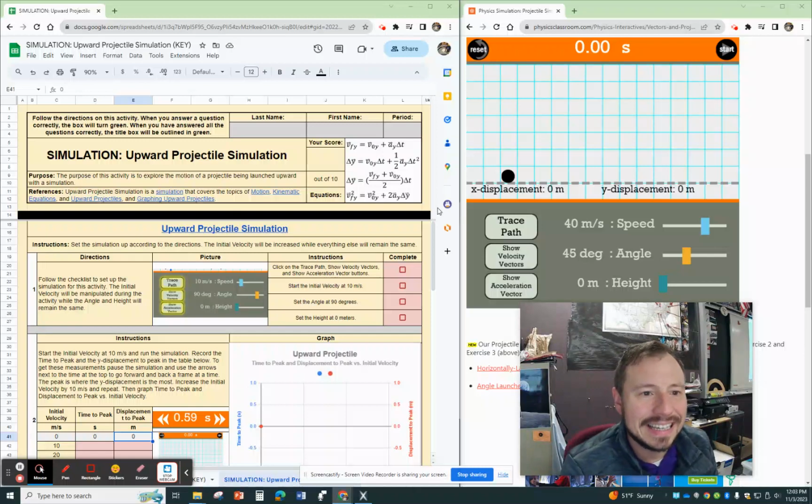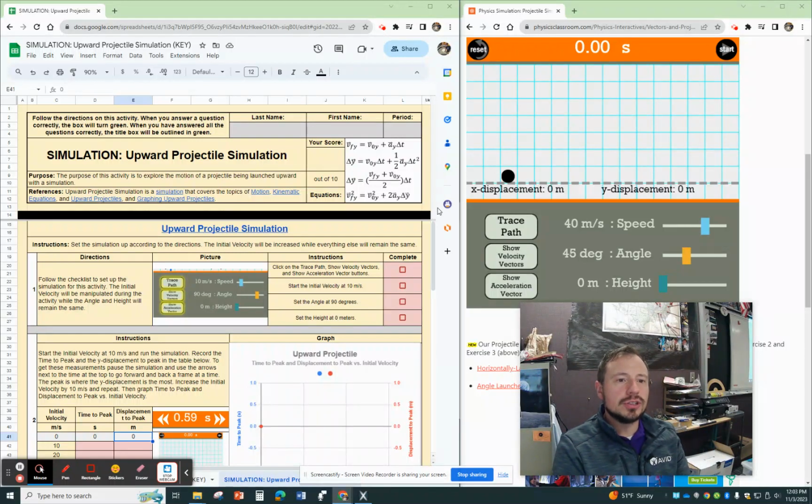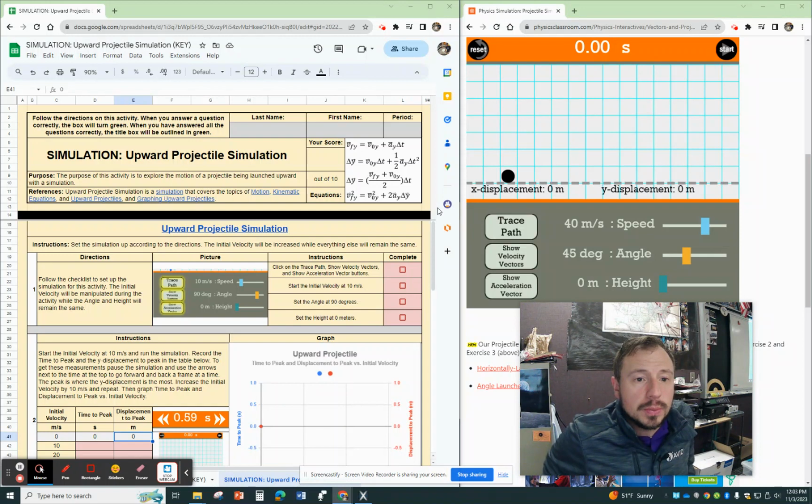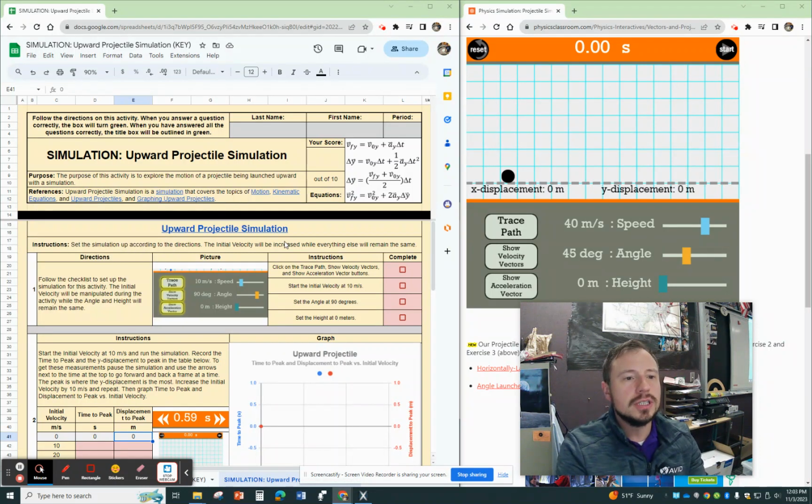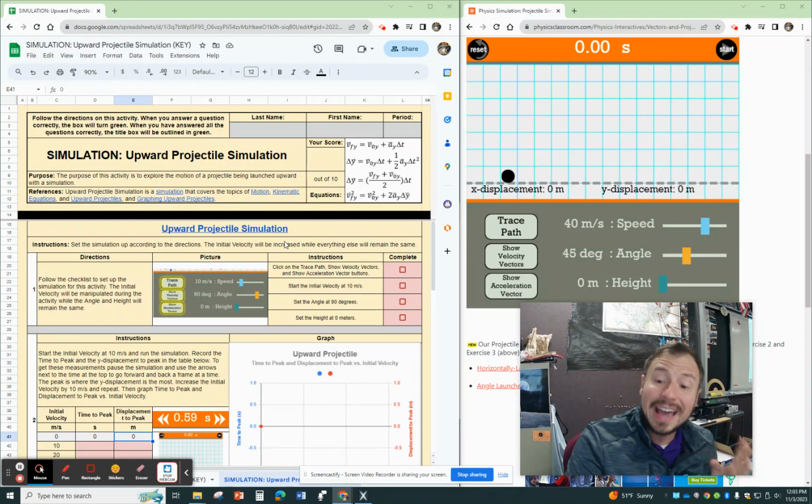All right, this is the upward projectile simulation. The purpose of this activity is to explore the motion of a projectile being launched upward in this simulation. This simulation covers motion, kinematic equations, upward projectiles, and looking at the graph of upward projectiles.